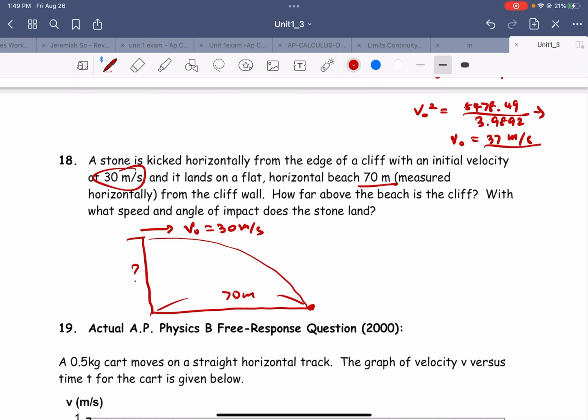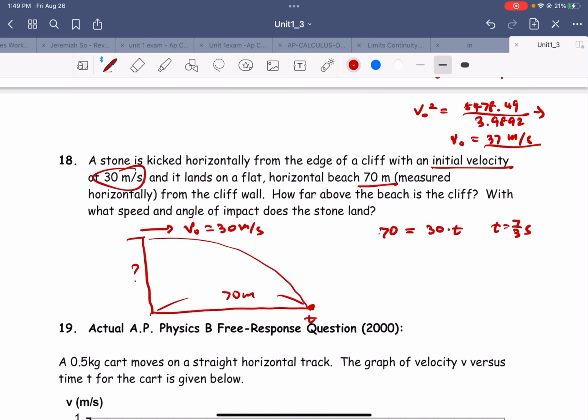So let's see what kind of equation you can have now. I want to find out how long it will take, the time. So 70, right? The initial velocity is in the horizontal direction only, so 30 times t, right? So t is 7 over 3 seconds it will take when it hits the ground. Now the question is, how far? So what is the height?